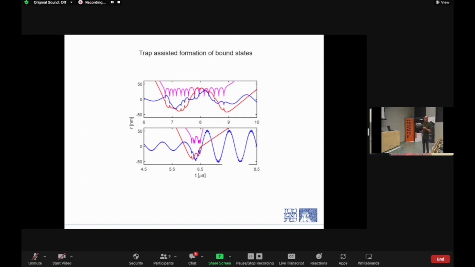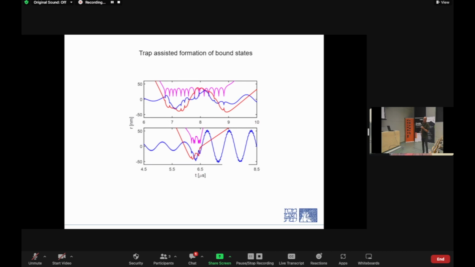And in fact, this behavior has nothing to do with the RF fields of the trap. This behavior has to do with the fact that the ion is trapped, the atoms are free, and if you don't have two free particles, then the relative motion and the center of mass motion are no longer decoupled, and energy and momentum can flow between the relative motion into the center of mass motion.